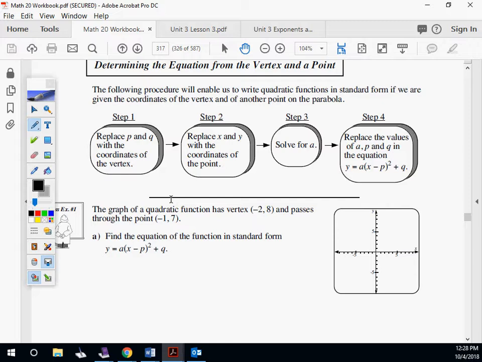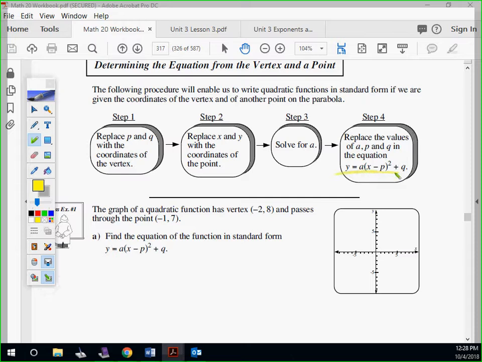If we look at this real quick, we'll talk about the steps in a second. If I give you the vertex, what do you have of those letters? P and Q. And if I give you a coordinate, another point on the graph, what do those letters represent? X and Y. So we have everything but A, and we're going to solve for A today.